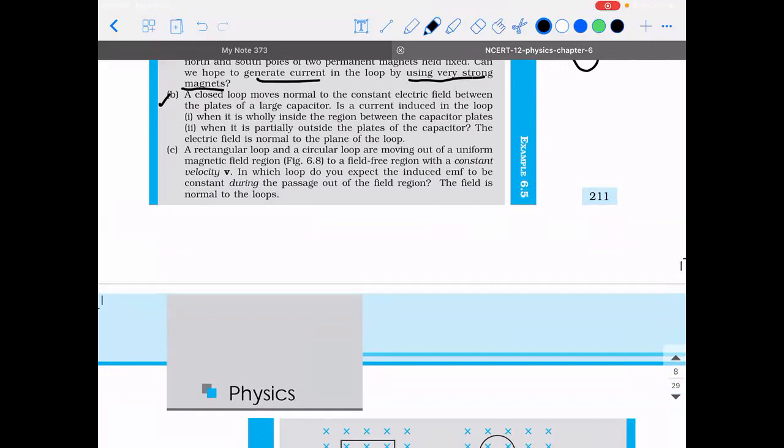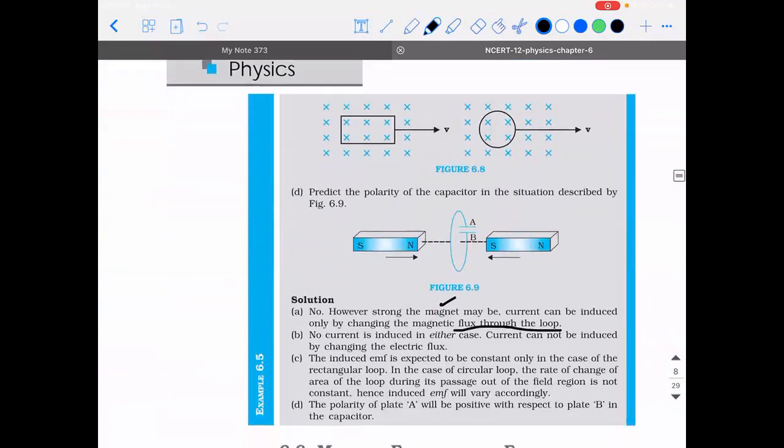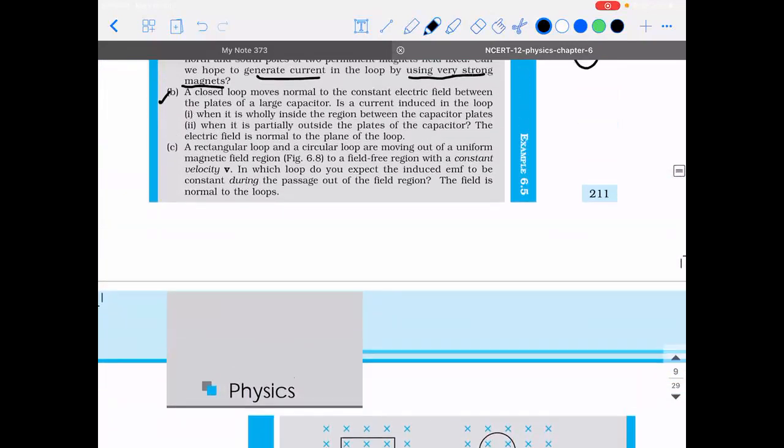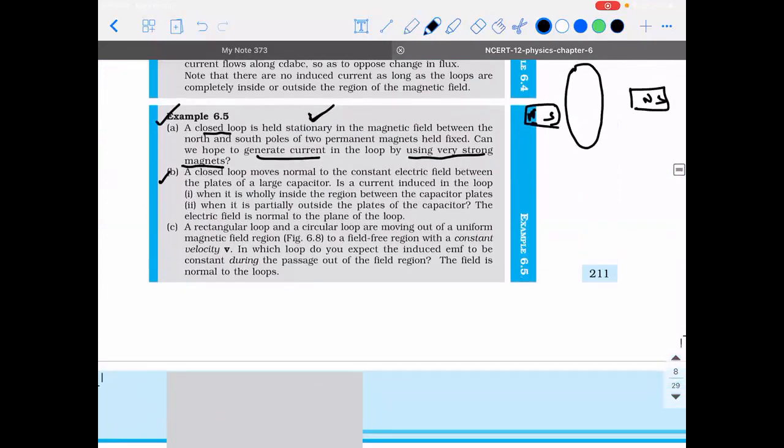So there is an electric field that is constant between the plates of a large capacitor, and there is a closed loop which is moving normal to it. So what will happen? First of all, it is moving in which region? It is moving in an electric field which is constant.